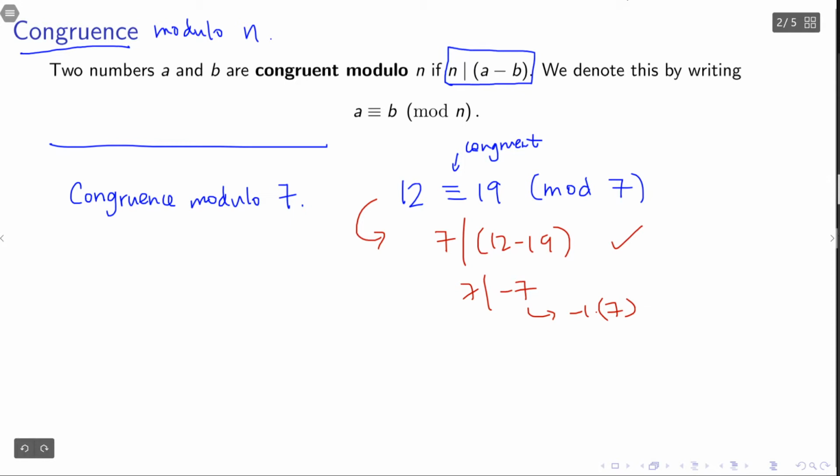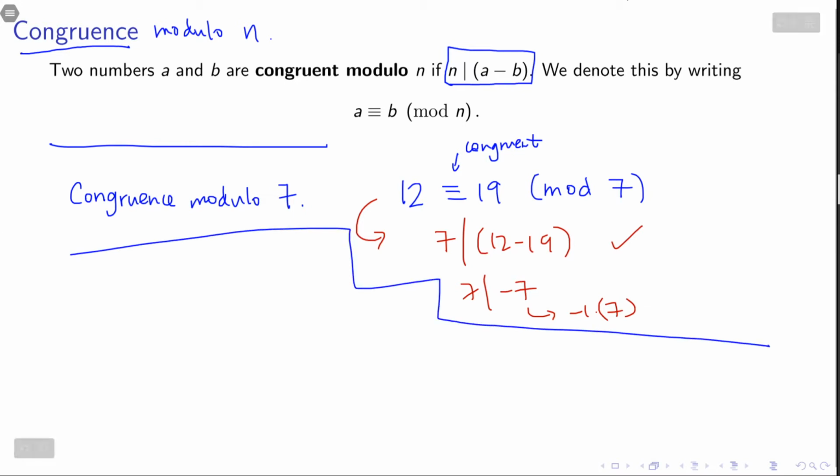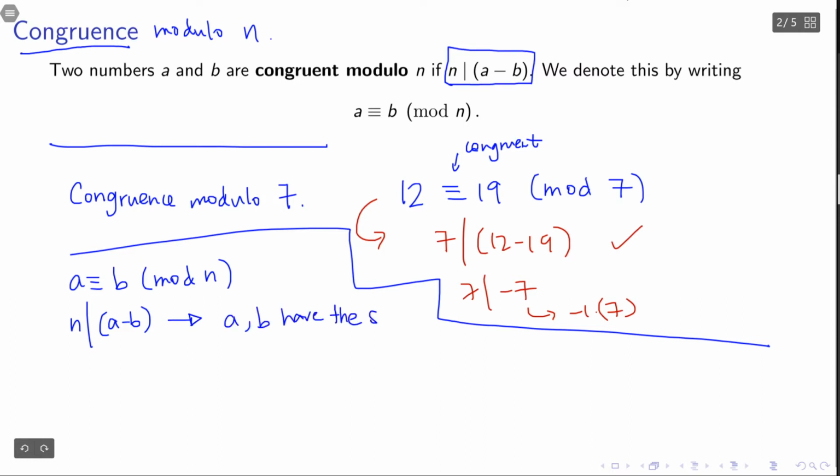Now, what's important here is that this congruence relation actually tells us something about the remainders of these two numbers, A and B. Right? So if we know that n divides their difference, what that actually tells me is A and B have the same remainder when you divide by n.